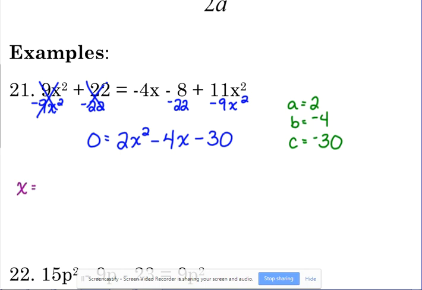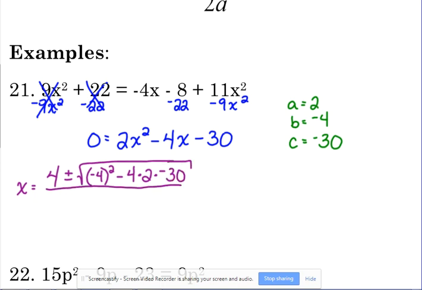X equals the opposite of B. B was negative 4, so that's positive 4. Plus or minus the square root of, here's where I was talking about, you've got to put parentheses around the negative 4 before you square it. Minus 4 times A, which is 2, times C, which is negative 30. All over 2 times A.